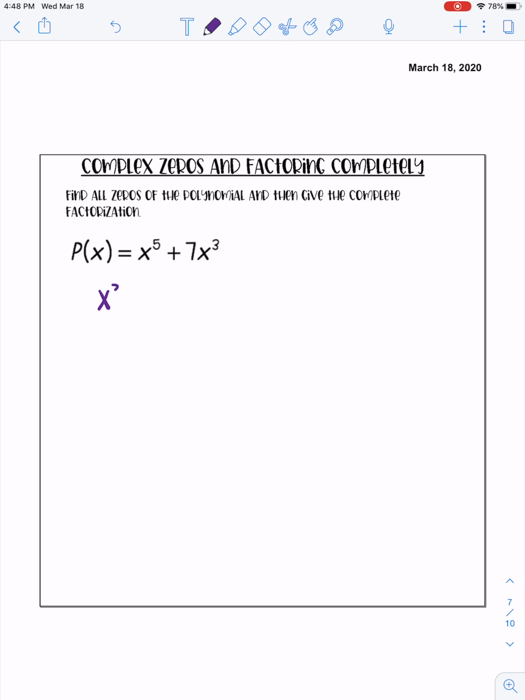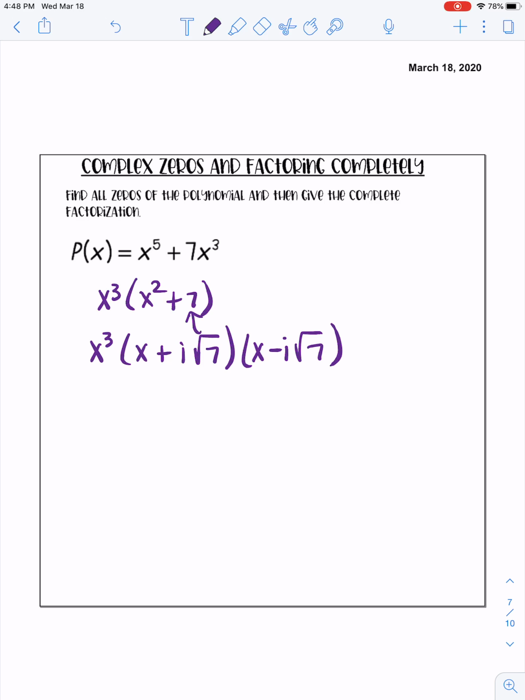Here I can factor out x cubed. That's going to leave me with x squared plus 7. Although this is not a perfect square, I can simplify that by taking the square root. It just doesn't look as nice. So I can factor it into x plus i radical 7 and x minus i radical 7. The only difference is if this was a 9, I would have 3i here and 3i here. But since 7 doesn't have a perfect square root, I'm just going to leave it as square root of 7. So I have my factors, and my zeros are x equals 0 and x equals plus or minus i radical 7. Okay?